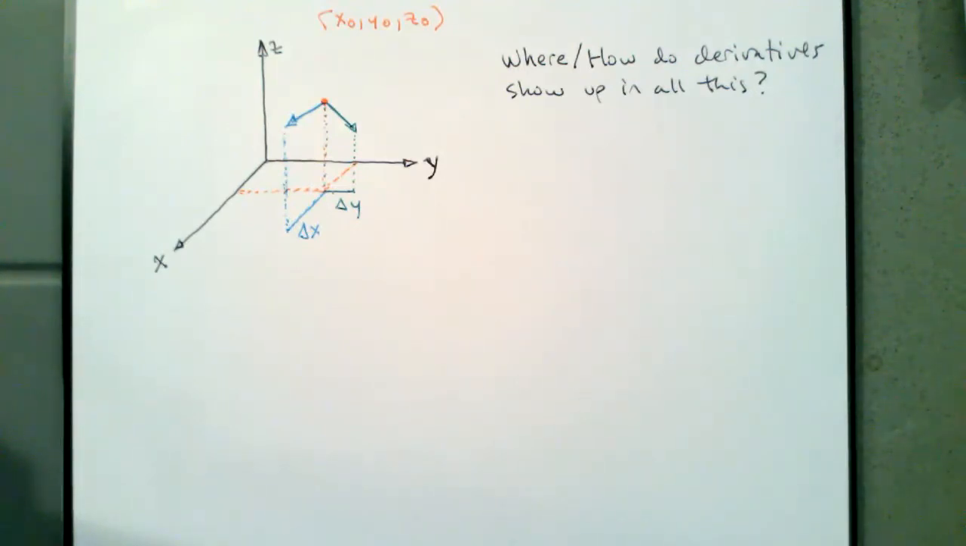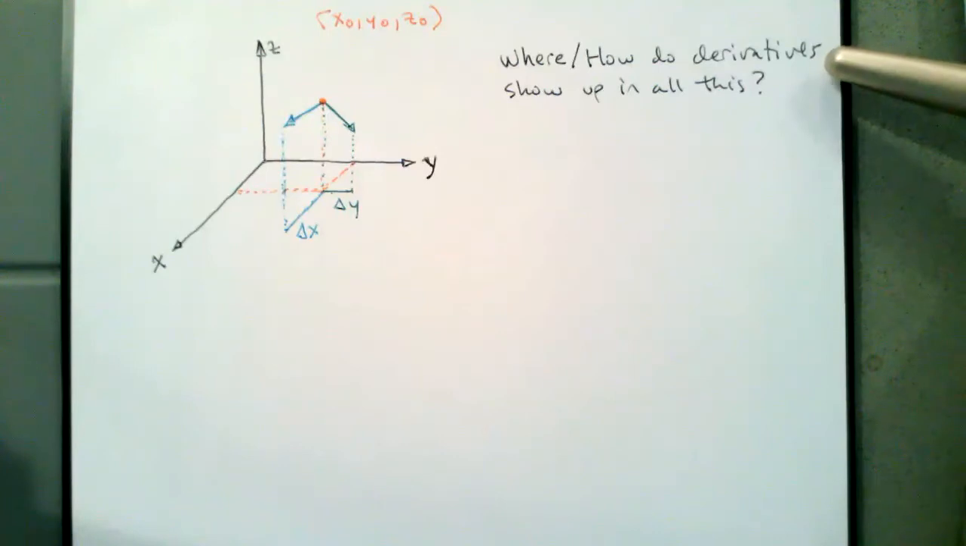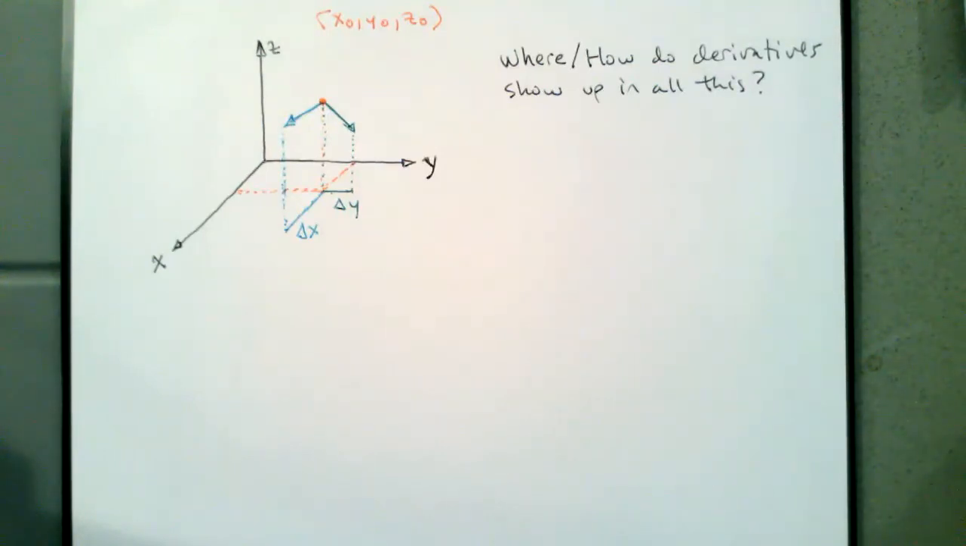What are we talking about? Oh, yes. So once I started talking about things like the change in z with respect to x and change in z with respect to y, you knew that derivatives were going to show up. Once I started talking about equations of tangent things, you knew derivatives were going to show up.